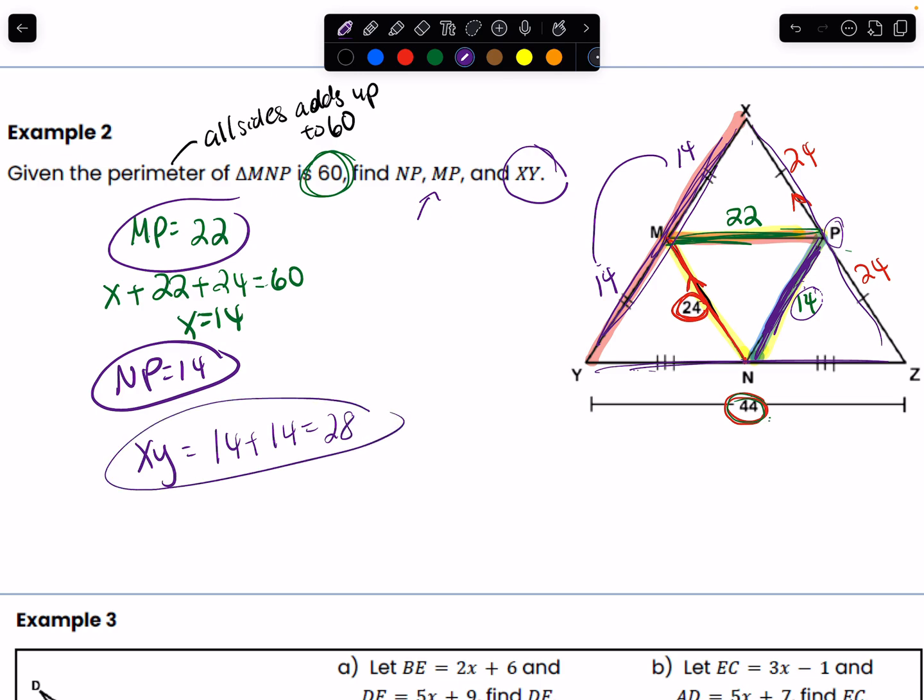Now this question, the only difficult part is that you just have to take a look and figure out that they are midpoints, and then you just have to use your triangle midsegment theorem, and the rest should be very easy to find.